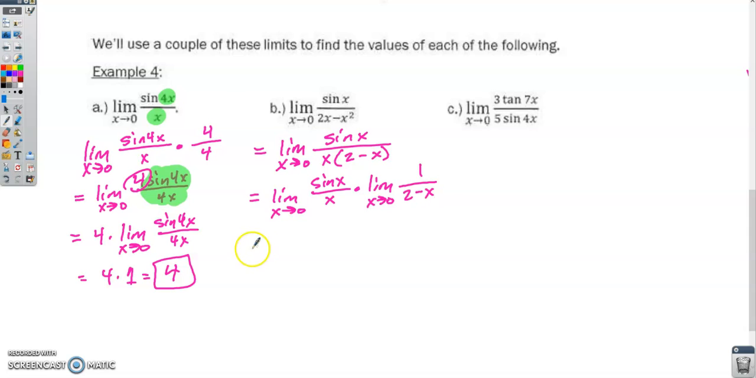And so now I'm going to take each of these limits. We know that the limit as x goes to 0 of sine of x over x is 1. And when I substitute 0 in here, it gives us 1/2, and so this value is 1/2.